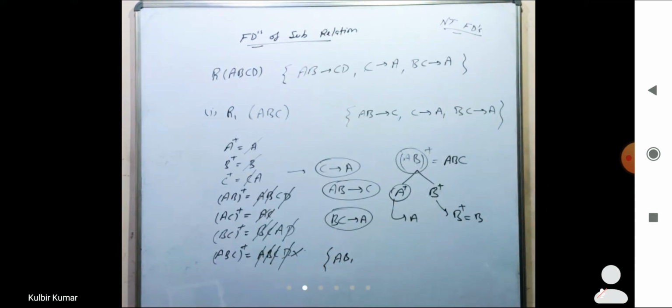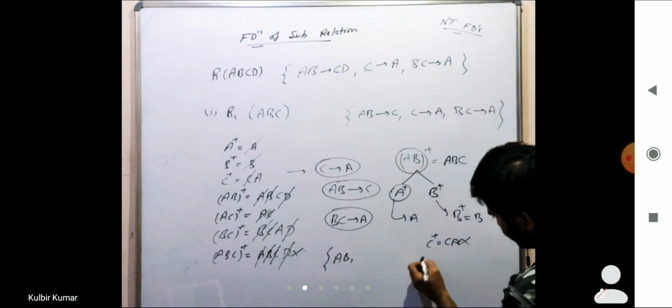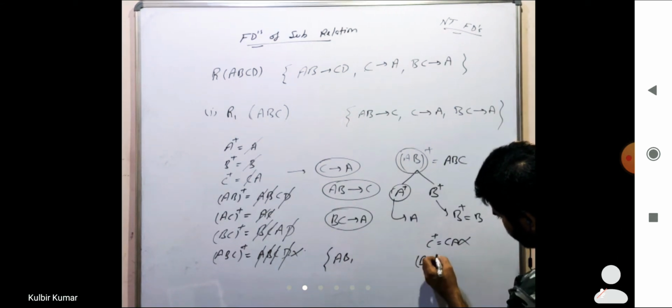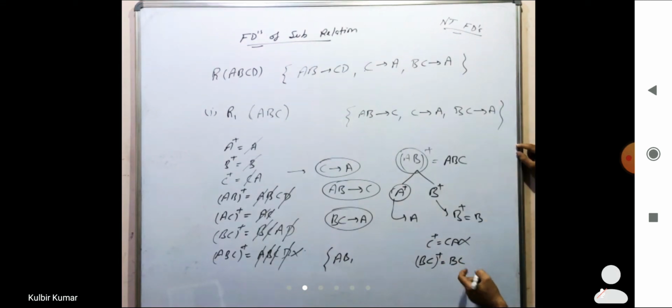What about the others? Can I say C is the candidate key? So I will take the C closure. C closure is what? C and A. And from A and C we cannot derive further, so it cannot be. What about BC? Yes, BC. BC closure is what? B, C, and BC can derive A, and it is deriving the relation.